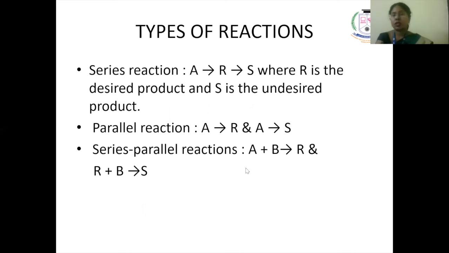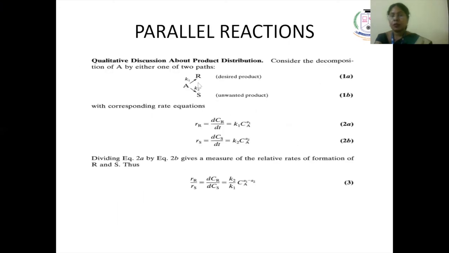Series parallel reactions are those which are a combination of a series and a parallel reaction. A plus B will give R and R plus B will give S. So when we consider a parallel reaction, as I already mentioned, R is the desired product and S is an unwanted product. When we write the individual rate equations, r_R = dC_R/dt = k1 C_A to the power of a1. r_S = dC_S/dt = k2 C_A to the power of a2. And r_R by r_S = dC_R/dC_S = (k1/k2) C_A to the power of a1 minus a2.